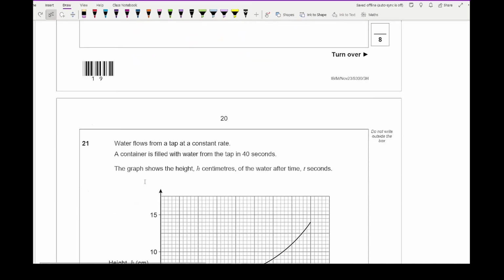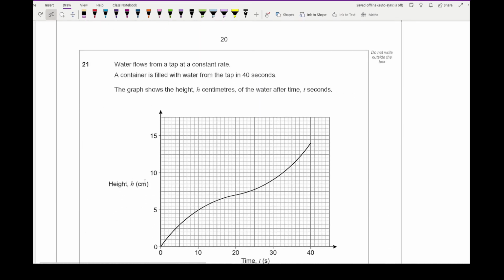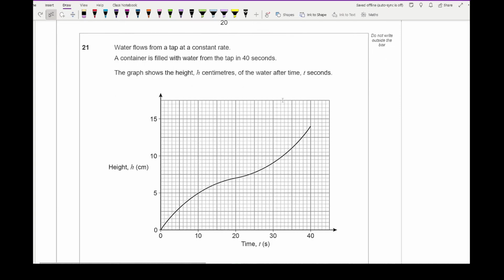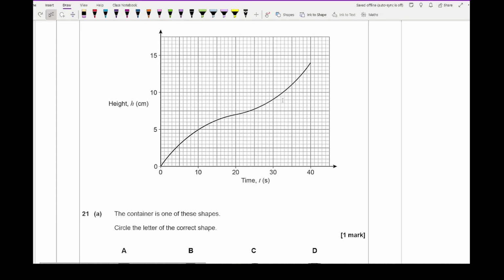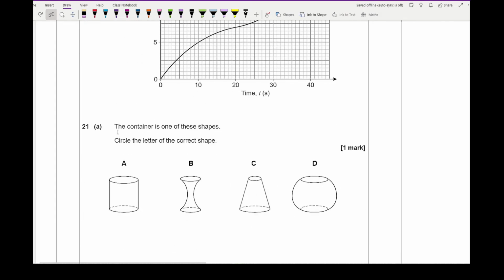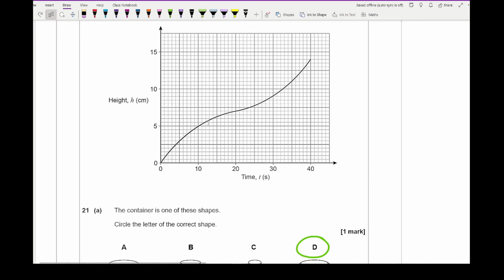Then moving on to question 21, it says water flows from a tap at a constant rate. A container is filled with water from a tap in 40 seconds. The graph shows the height, h centimeters, of the water after time t seconds. And the question is asking us which container is the correct shape. Circle the letter of the correct shape. Now the one you want to circle is going to be D, because it's going to start off quite quick, then it's going to fizzle out as it goes to the middle, and then it's going to increase again at that rate.